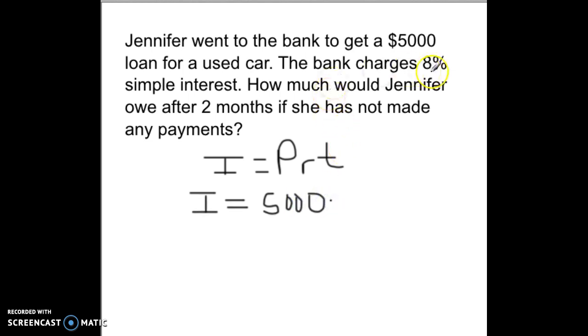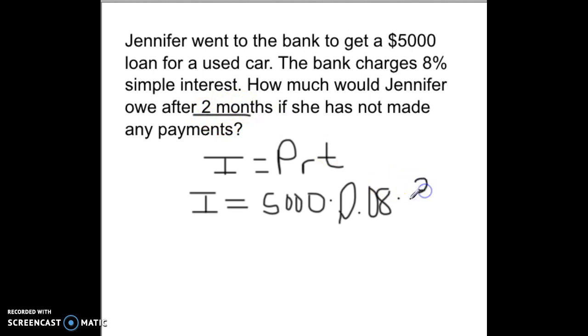Times, in this case, they're charging 8%, so we're going to put 0.08. That's changing this to a decimal simply by moving it over 2 spaces to the left. Now here's the weird part, 2 months. When we began our directions, I said it had to be in years. So how do we change 2 months into years?